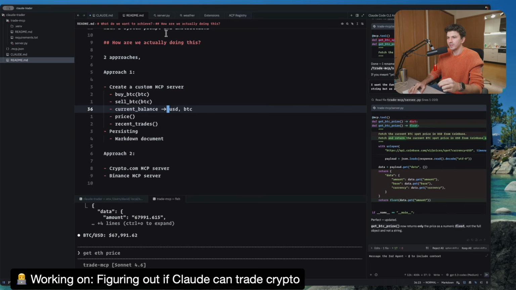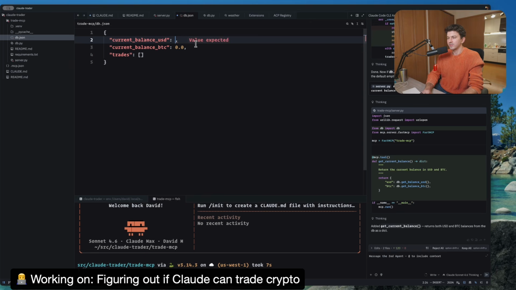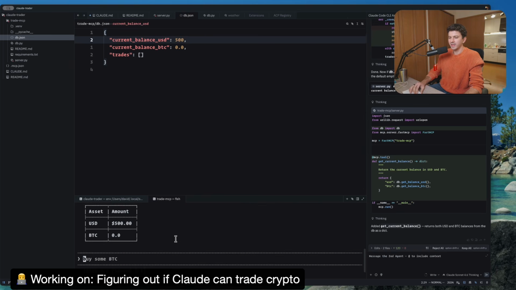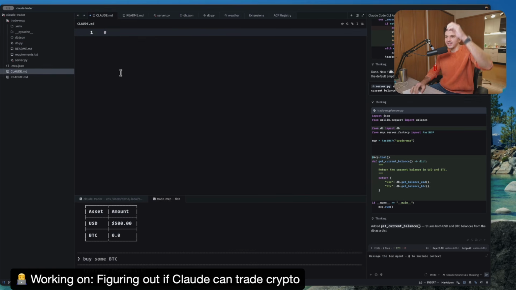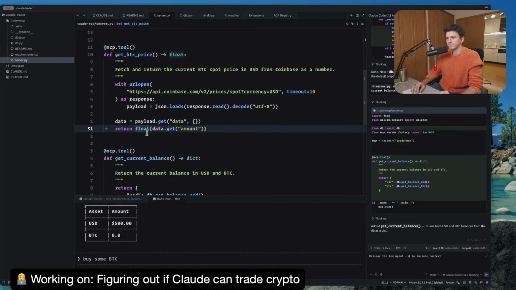Next, we need to have the current balance. So let's say Claude has, I don't know, 500 USD and 0 Bitcoin. Hey, now Claude is connected to the database. Now it knows its own balance. Wonderful.